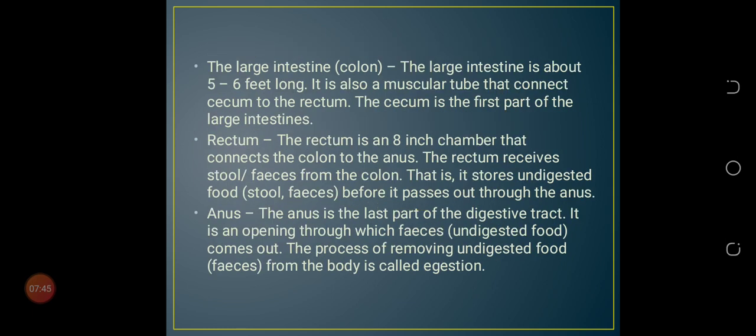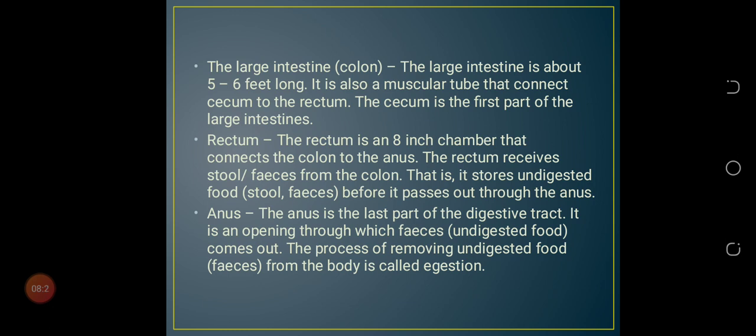Now let's move on to the large intestine. The large intestine is about 5 to 6 feet long. It is a muscular tube that connects the cecum to the rectum. The cecum is the first part of the large intestine. It connects the large intestine to the rectum.